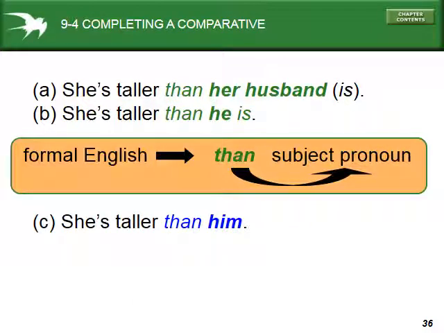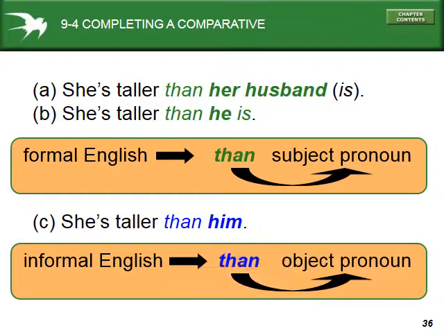Okay. In formal English, we need to use a subject pronoun after this. So if you're writing this down, we need to actually write she's taller than he is, or she's taller than he. In spoken English, we can use the object pronoun. She's taller than him. Okay.